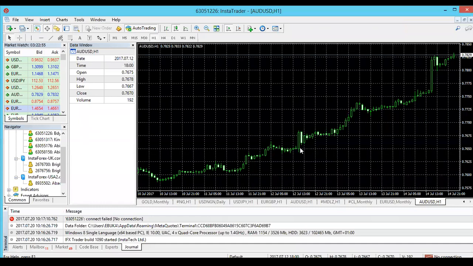We have two types of candlesticks. This is the green candlestick. This is the white candlestick. The green candlestick like this indicates a buying trend.